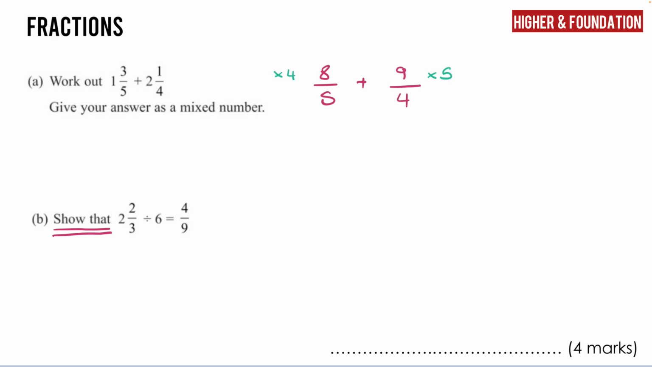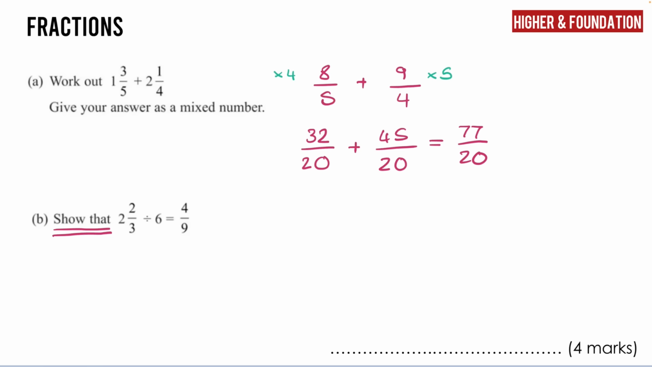So I'm going to times the left by 4, right by 5. That gives me 32 over 20. And it gives me 45 over 20. And we add that together. 32 plus 45 gives 77 over 20, and then here is the part where you have to be very careful.